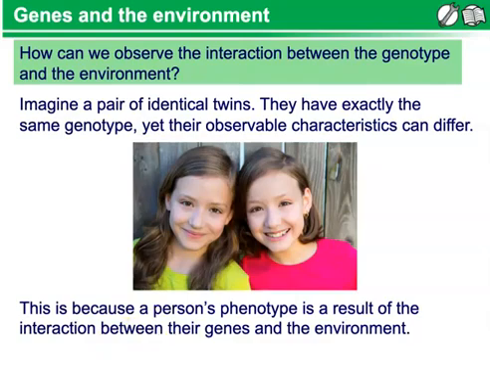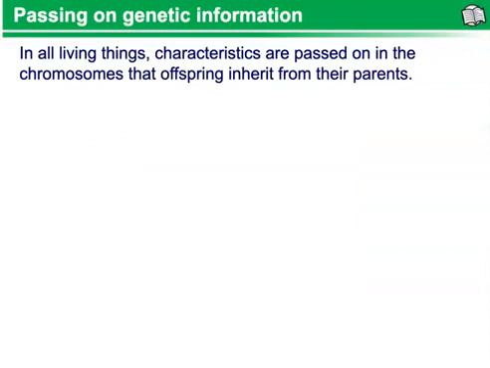Some of the aspects of the environment that could interact with the genotype to influence phenotype include diet, exercise, smoking, stress, disease, piercings or tattoos, haircuts or makeup. All of these are examples where the environment may cause the phenotype to slightly differ.